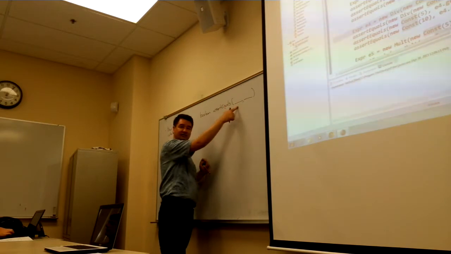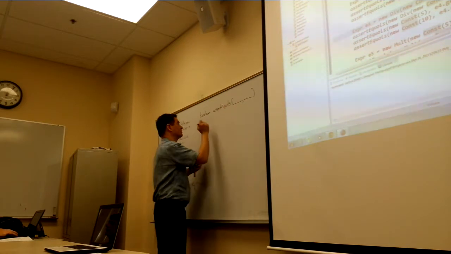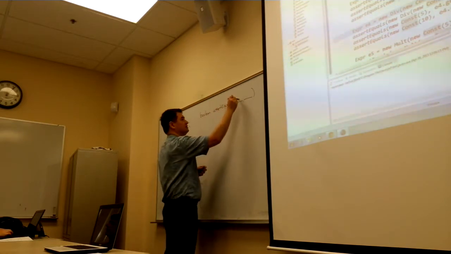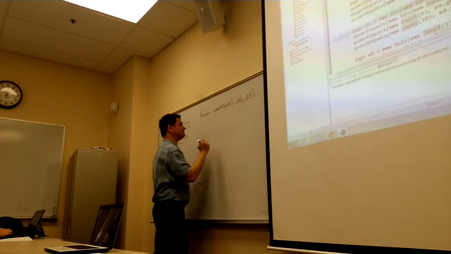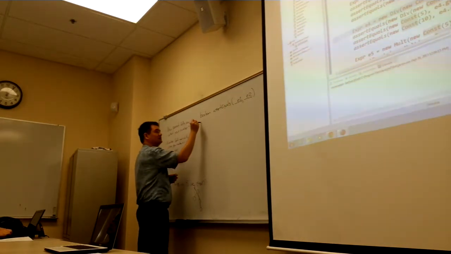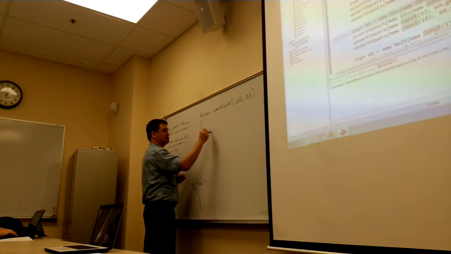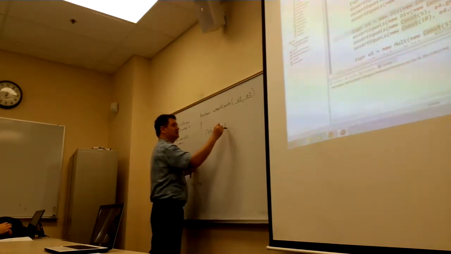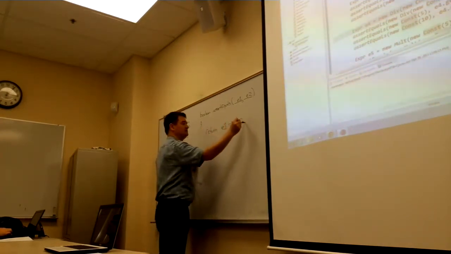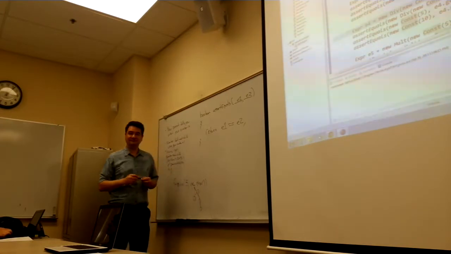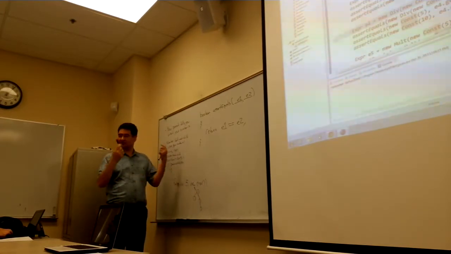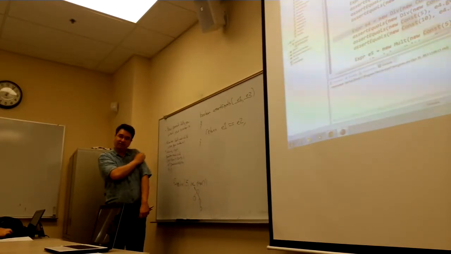Evaluating and what you expect. So let's call this E1 and E2. And then all it does is return E1 is equal to E2. True or false? Okay, there's some problems with this.